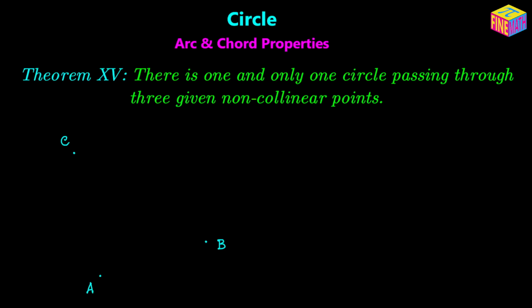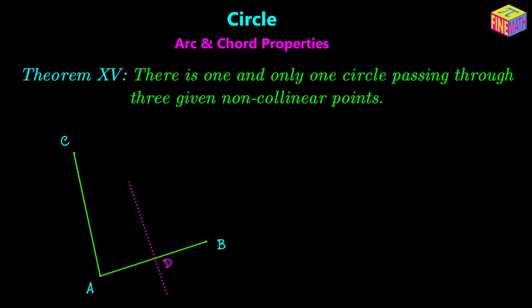Let's suppose we have 3 non-collinear points like this, point A, point B and point C. Next, I'm going to connect A with B, that's a line segment AB. And next I'm going to connect A with C, that's a line segment AC. Next, I'm going to draw the perpendicular bisector for the line segment AB. Let's suppose this pink dotted line is the perpendicular bisector here, and let's suppose it intersects the line segment AB at point D.